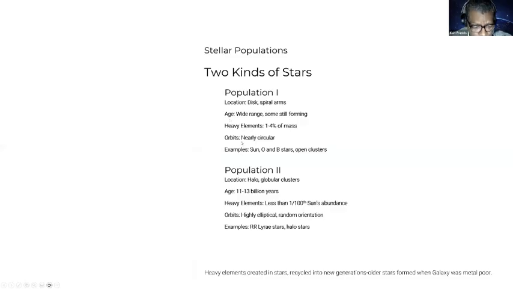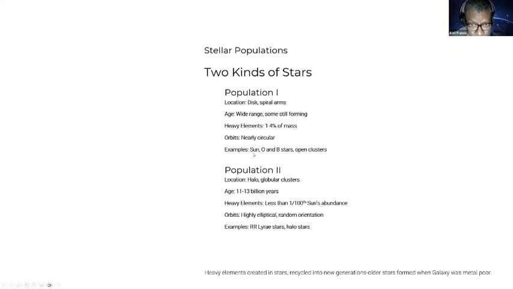Population I stars' location is in a disk and a spiral arm. So those are the younger, hotter stars, right? Wide range, some still forming, right? The heavy elements in them are about 1 to 4% of the mass. Okay, they orbit nearly circular. And examples: the sun, O and B stars, open clusters. That's what Population I stars are.